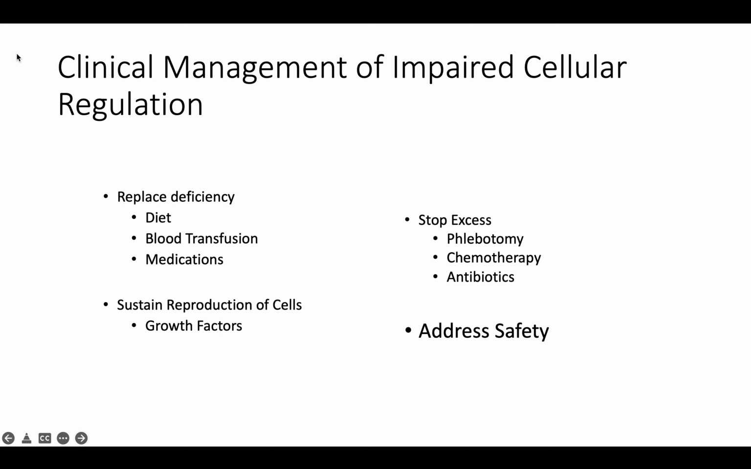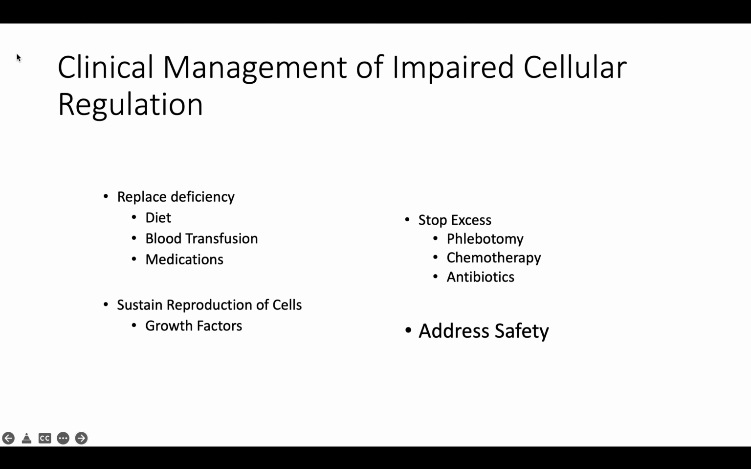We can give them a product called Neupogen, or filgrastim, or we can give them a product called Epogen. Okay, Neupogen stimulates the growth of white cells. Epogen stimulates the growth of red cells. And so we could give them this product and help them make more cells if need be. We also may need to look at stopping the excess.